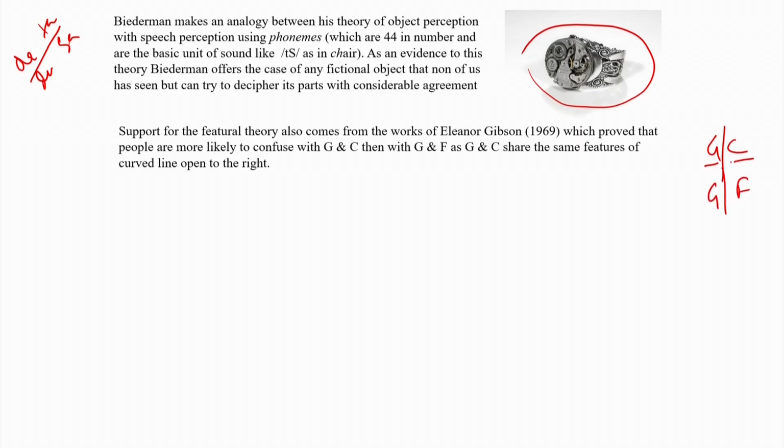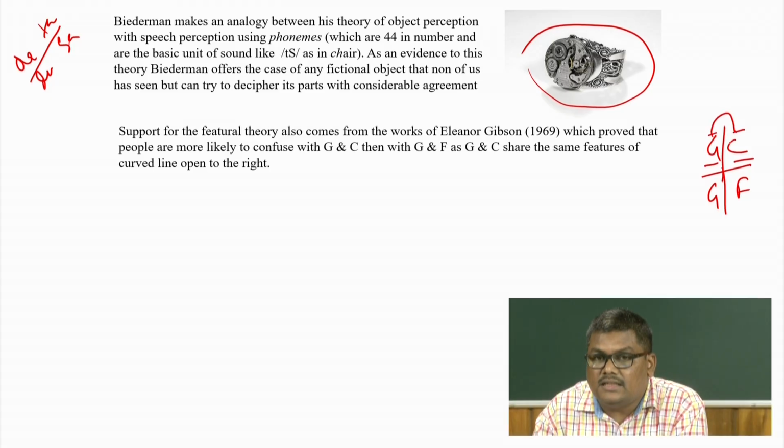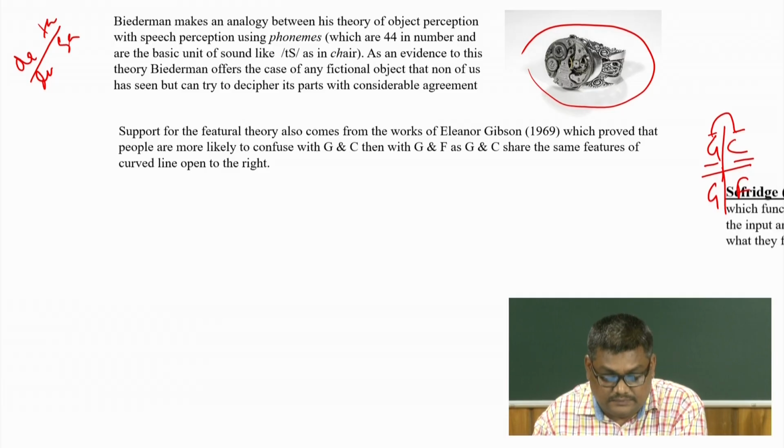The reason being that G and C both have a circular geon which is attached to another small geon, but if we look at G and F, the circular geon is not there. Here we have a circular geon, here we have some other kind of geon, and that is how these confusions occur. So, confusions occur because G and C share the same features with each other.